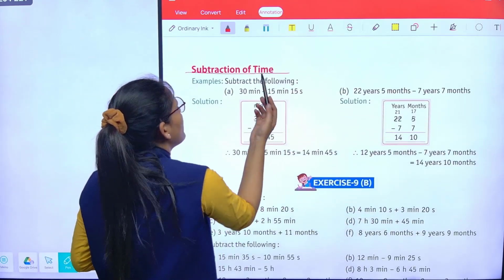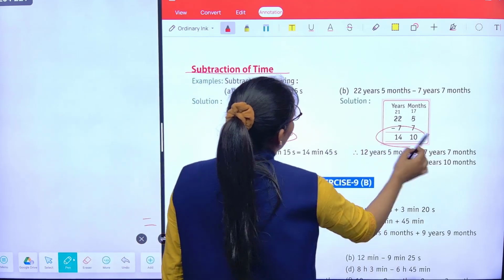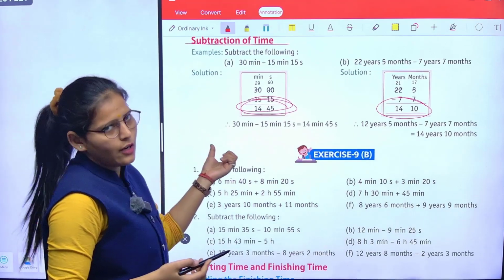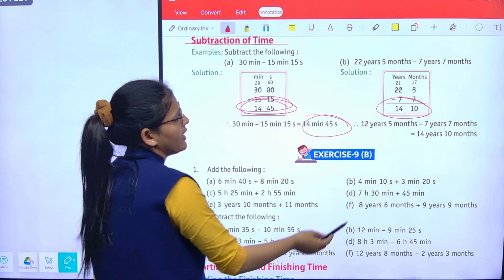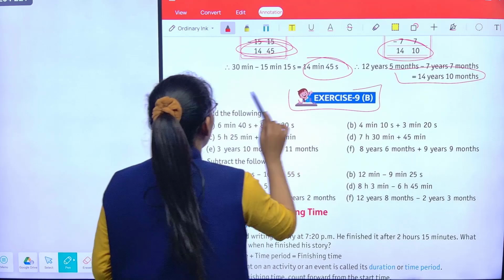Subtraction of time. Now class, again हम जैसे हमने ऐड किया था ऐसे ही हम उसको easily subtract करेंगे, larger value में से smaller value को. Okay, that is 14 minutes 45 seconds. Now 14 years 10.